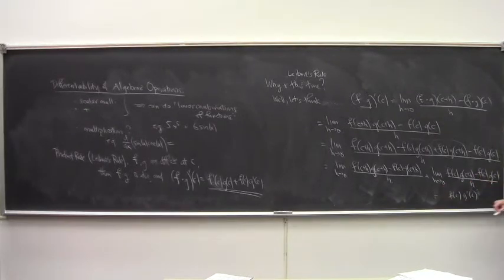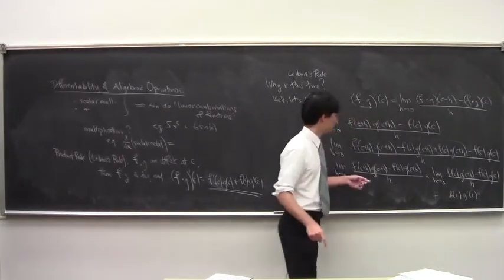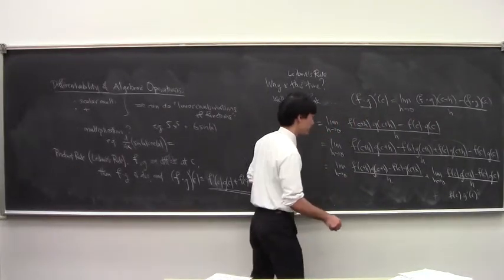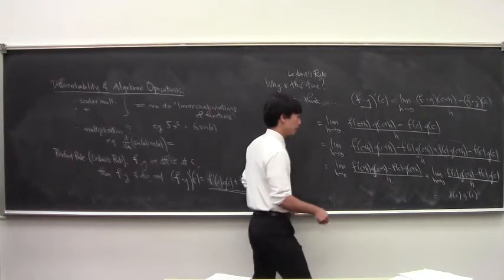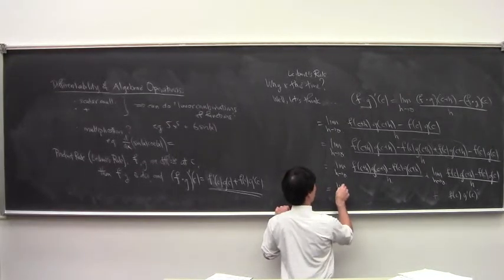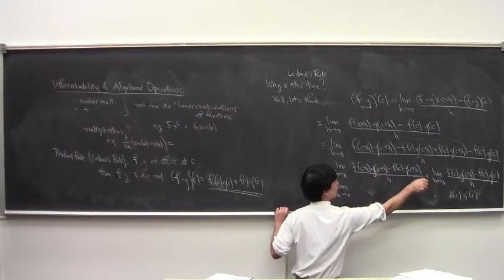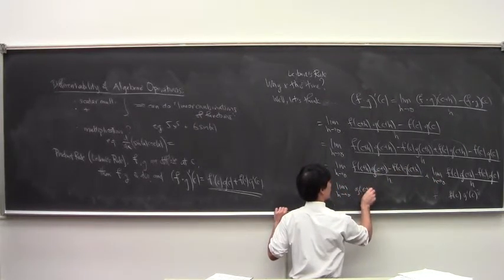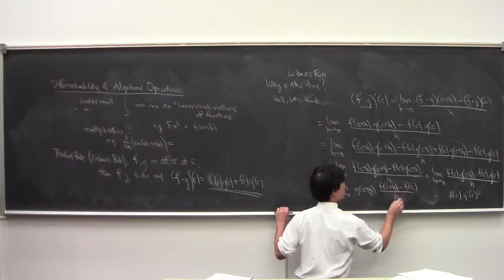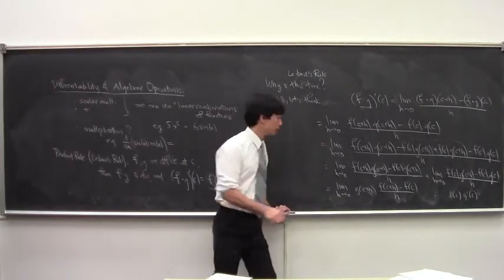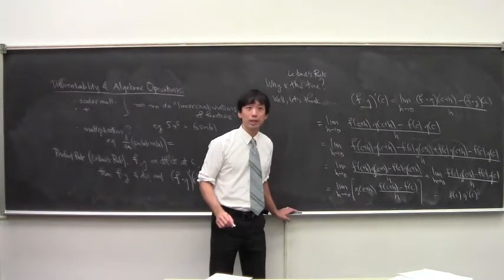Things are looking better, right? Things are looking good, right? And what about this thing here? This one we need to be a little bit careful with. The limit as h goes to 0 of, over there I factor out the f of c. Here I can factor out the g of c plus h. Right? I've got the f of c plus h minus f of c over h.